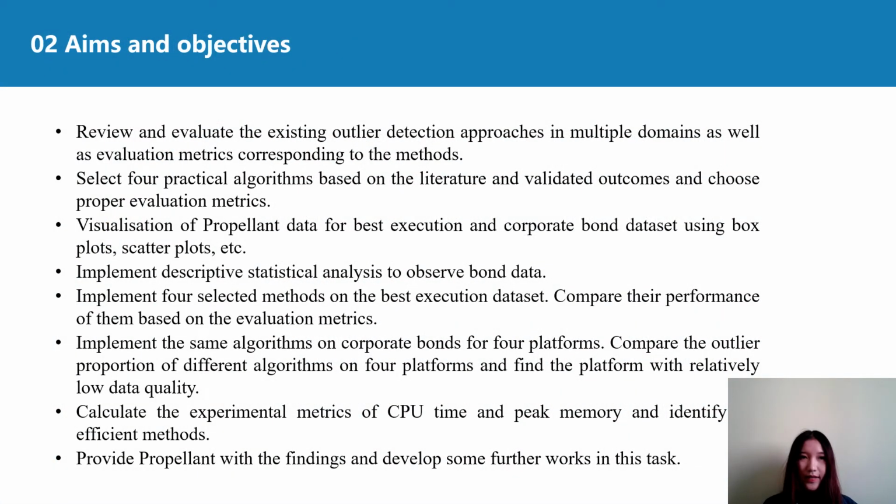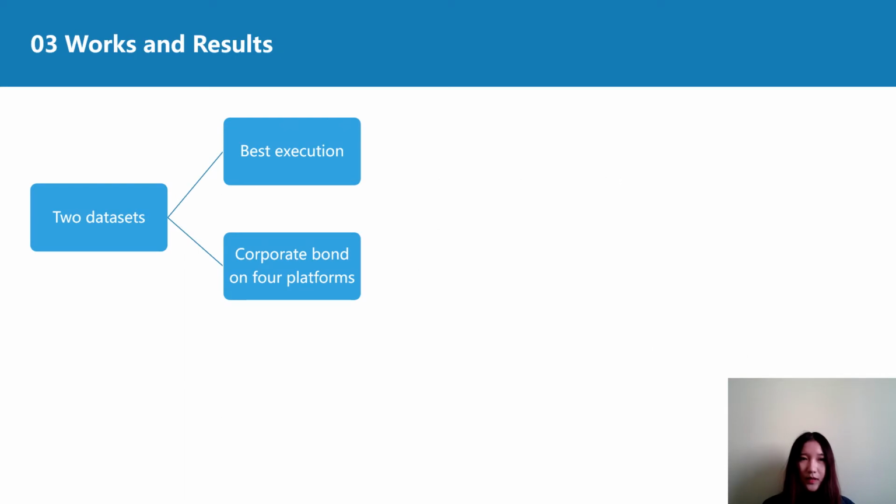Let's now look at the next slide, which shows the aims and objectives of this project. In general, the goal of this study is to identify the bonds that behave incorrectly or irregularly in the bond dataset by using four different methods and evaluation metrics. In this part of my presentation, I'd like to talk about the two use cases, which are based on the best execution and corporate bond data size.